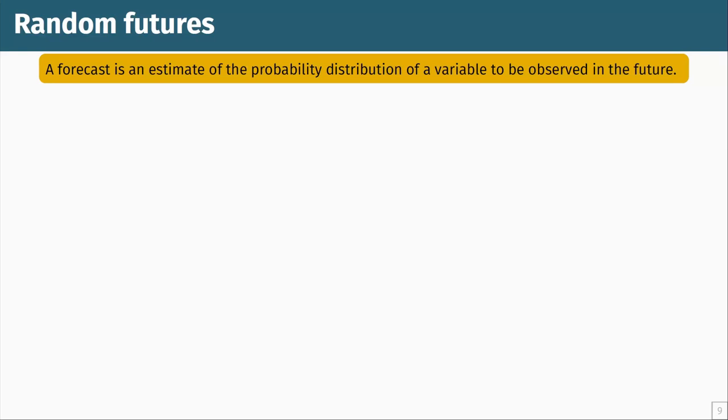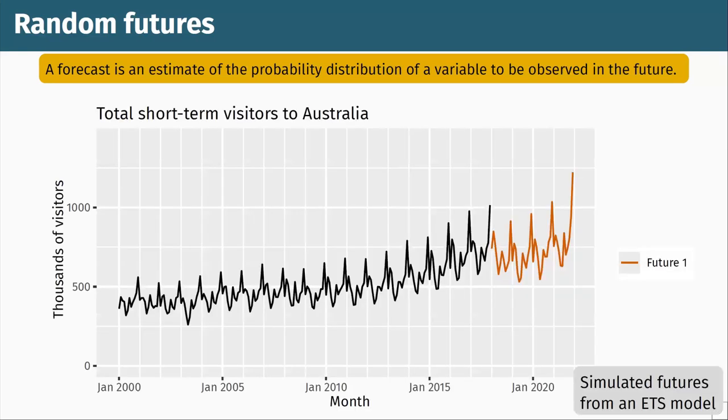To help make that a little more concrete, think about this example. This is monthly data on short-term visitors to Australia. You can see that over the period of the data, we have a trend that slowly increases, particularly towards the end. We also have some quite marked seasonality with peaks appearing in around December every year. So you get seasonality, you get some trend, and we build a model that tries to take that information and project it into the future.